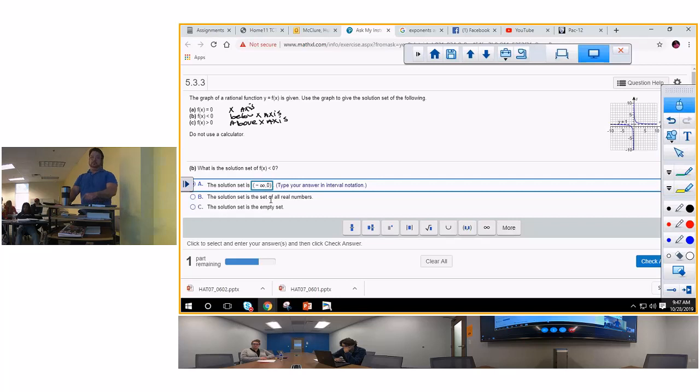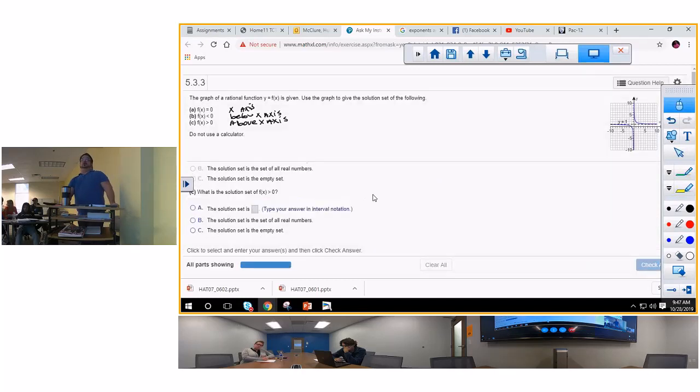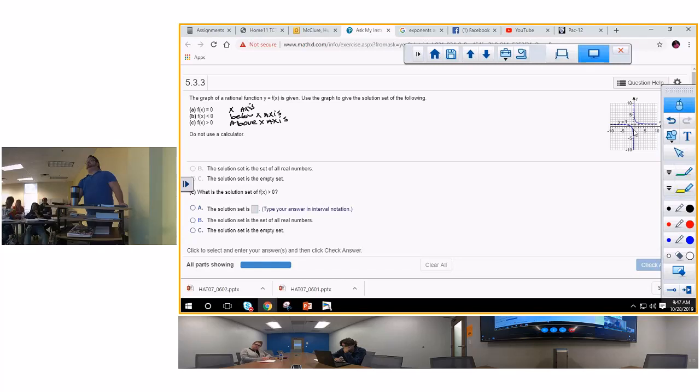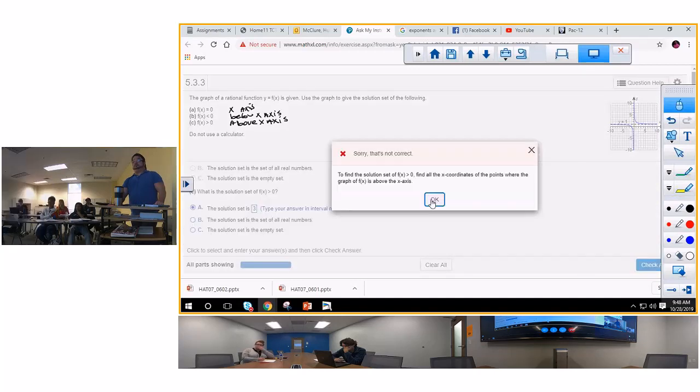I think, wait, is -1 included? No, it's not included. It should, well, yeah, it would be included. I don't think it is. Well, let's just put a parenthesis. Okay, it's not included. And then what's happening above the x-axis? -infinity to 0, and then 0 to what? Infinity? I'm just going to put 3. That's a good answer. 3 is always correct.